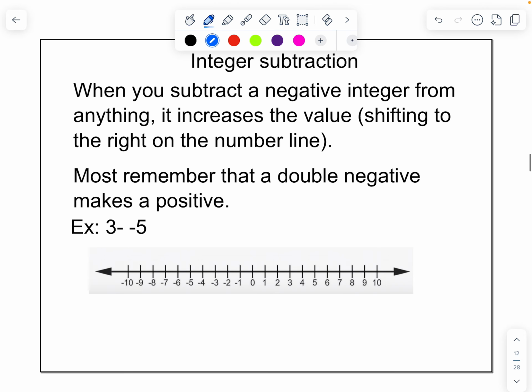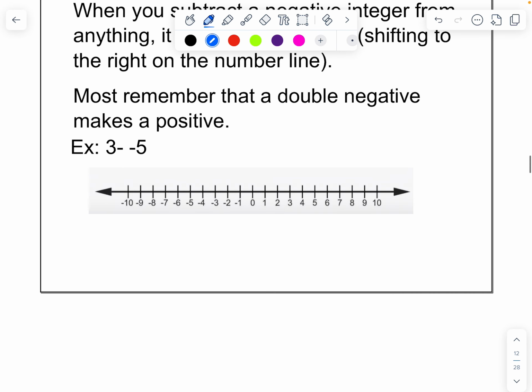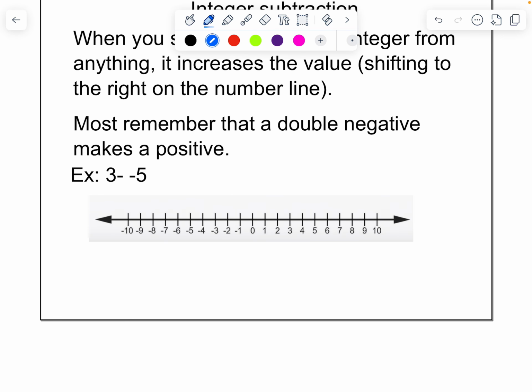3 minus -5. All right, we're having to use both of our buttons on the calculator this time. We can think about it though. Anytime you have a double negative, it's the same thing as a positive. So start with 3, minus -5 is decreasing by -5, means we're actually increasing by 5. 3, 1, 2, 3, 4, 5. We should end up at 8.